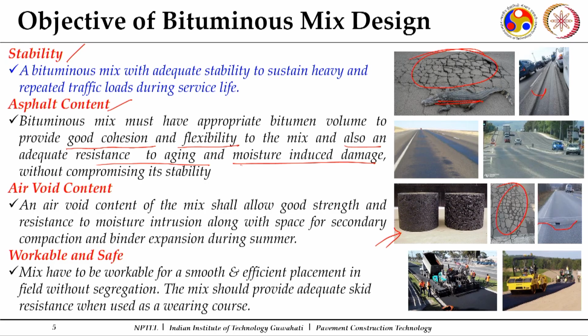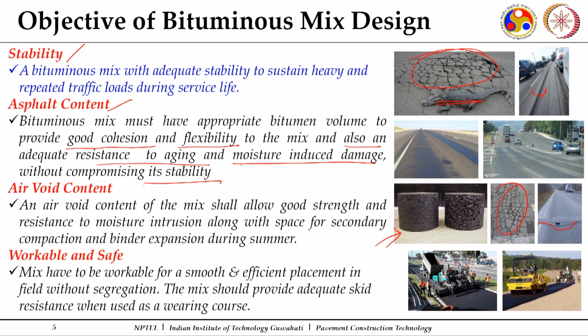So, because aggregates in general have more affinity towards water compared to bitumen, I require a binder content which should be optimum, in the sense it should give me the cohesion, stability, flexibility, moisture damage resistance, and aging resistance also. And if you add a quite higher amount of binder, it may lead to a reduction in stability also, because your structure units are your aggregates. So, there will be a specific quantity of binder which will be good for a mix. So, that needs to be worked out.